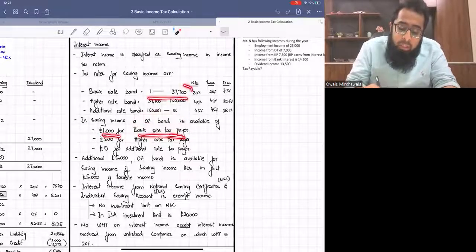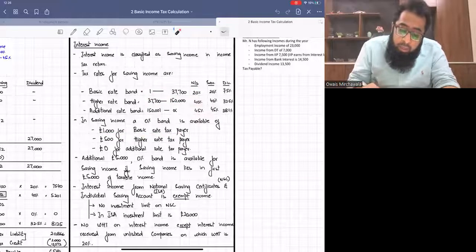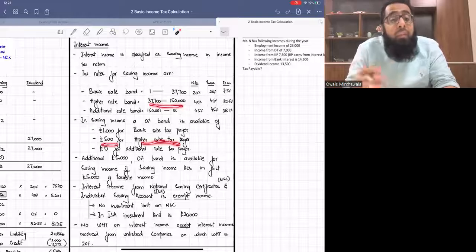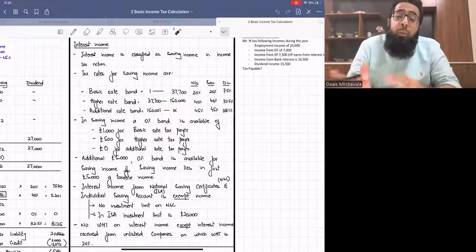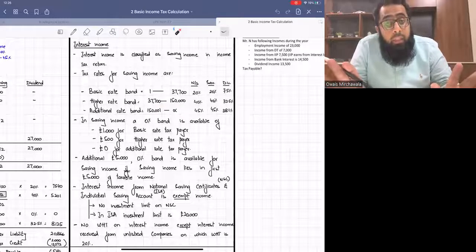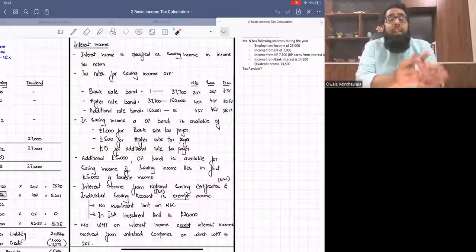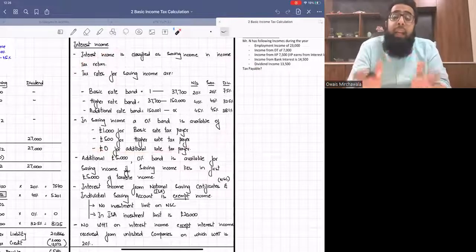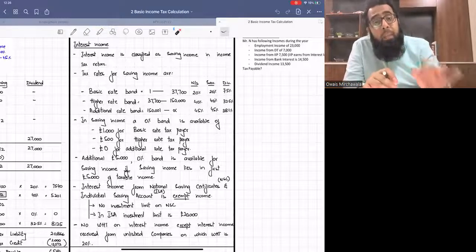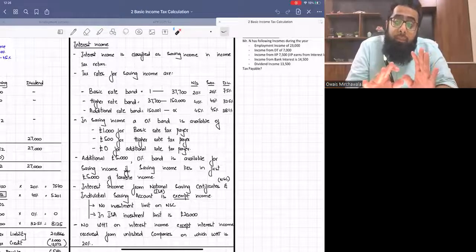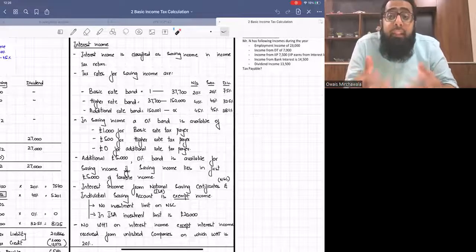Who is a basic rate taxpayer? One who earns between 1 and 37,700. If you are a higher rate taxpayer, then this 0% band is £500. And if you are an additional rate taxpayer, this 0% band is zero. There is no 0% band. So interest income is classified as a separate head of income, and that head is called saving income. The tax rates of saving income are the same as non-saving income. The only difference is that saving income gets a 0% band.